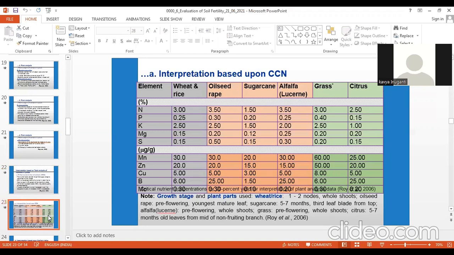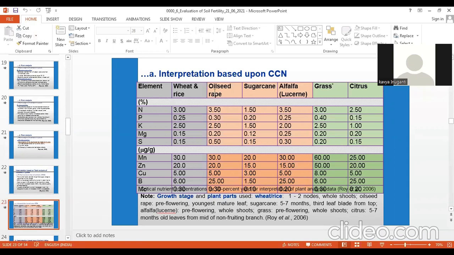Now see this example, if you are able to see it. So here interpretation can be made. Suppose concentration of nitrogen was estimated in your wheat crop at 1 to 2 node stage, in the above ground part.